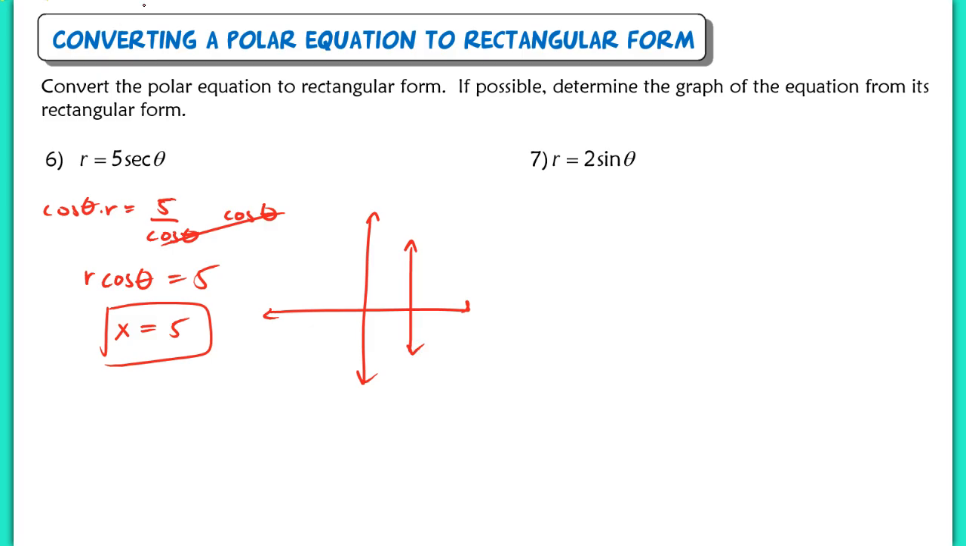Now in example 7, I see that I have r and I have sine theta. Hopefully you're thinking in terms of making that a y, but the fact that they're not together means that you can't just make that direct substitution. So instead I'm going to manipulate this equation.